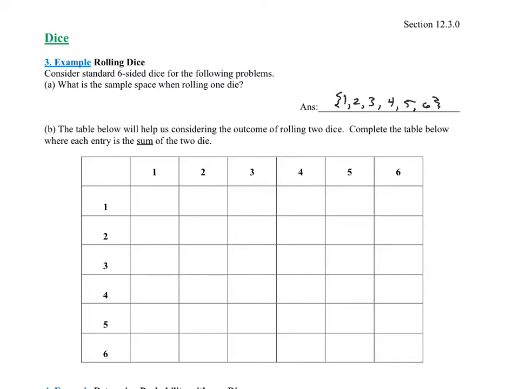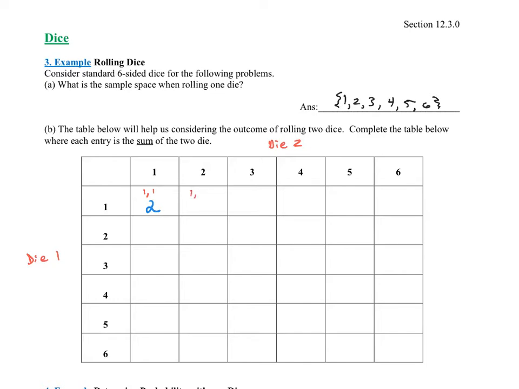Now it says the table below will help us consider the outcome of rolling two dice. Complete the table with each entry being the sum of the two dice. So let me just make sure you understand this. If you call this die 1 and you call this die 2, the first one would be an example of rolling a 1 on the first die and a 1 on the second die. But that's not what I care about in this table. What I care about is what it is when I sum those two numbers together. If I sum those two numbers together, I would get a 2.